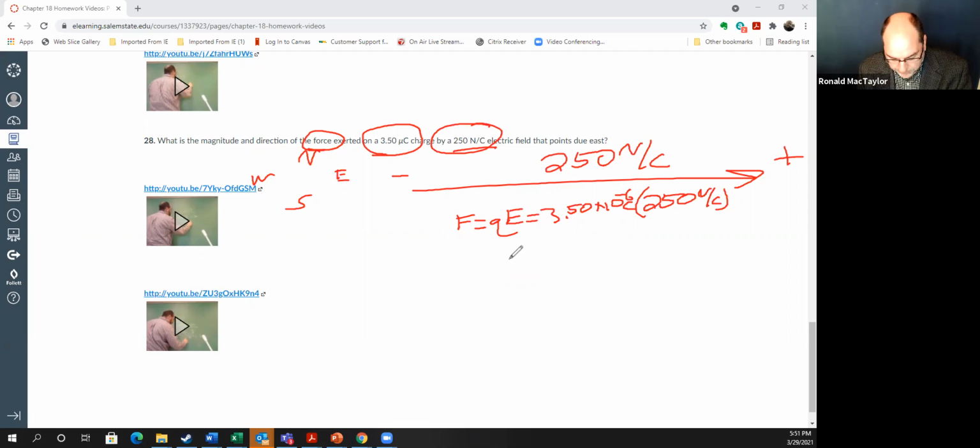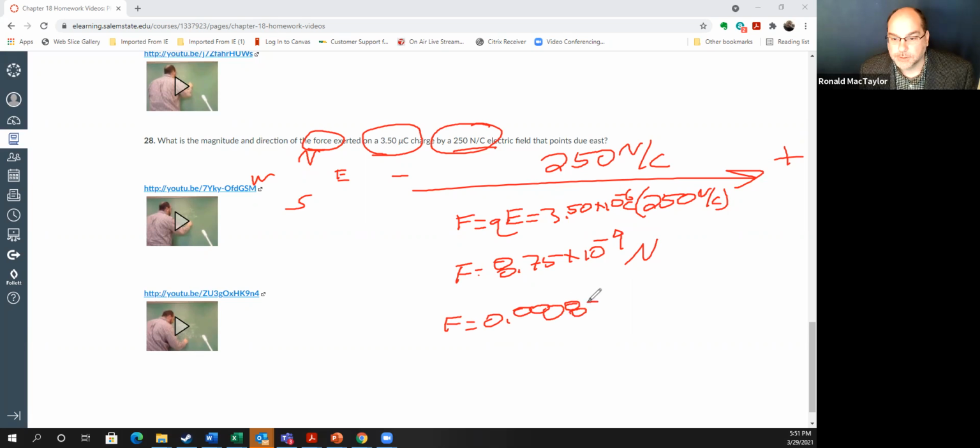3.5 times 10 to the negative 6th times 250. I've got to get back into scientific notation or it's going to look messy. The force is 8.75 times 10 to the negative 4th newtons. Or if I took it out of scientific notation, F equals 0.0000875.